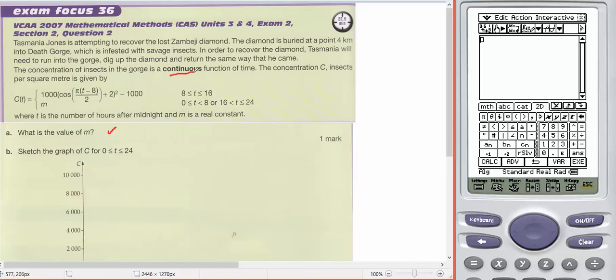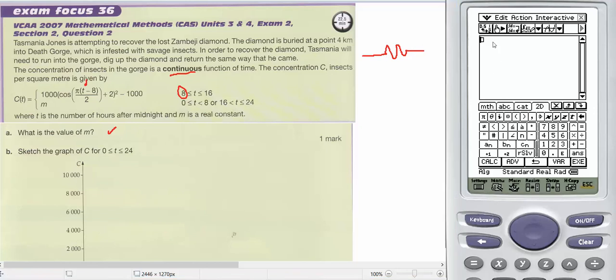Well, it's a continuous function. Therefore, it's going to be M, something to do with the cosine, then M again. So, if I was to substitute 8 into the rule, and 16 into the rule, I should get this value here and here, which would be the same as M. So, I'm going to enter that into the calculator over here. I've got 1000.